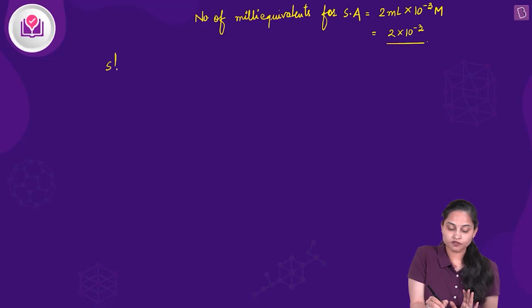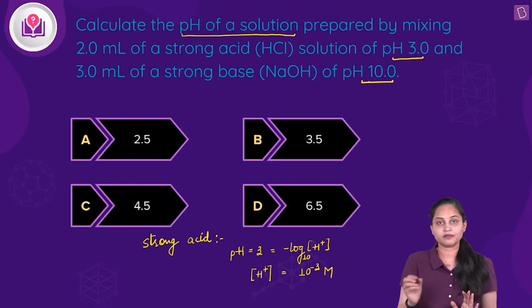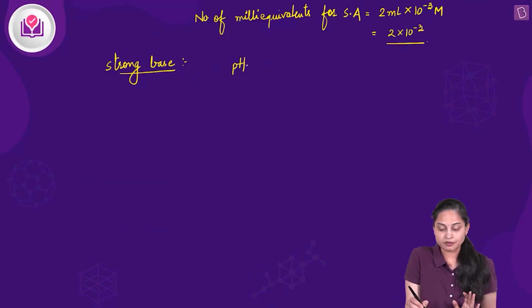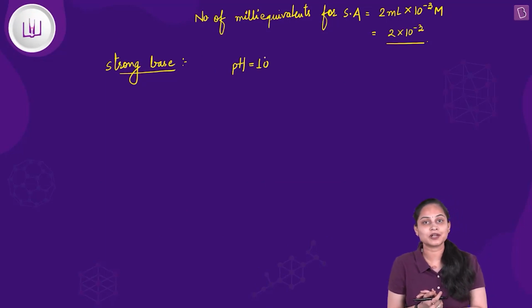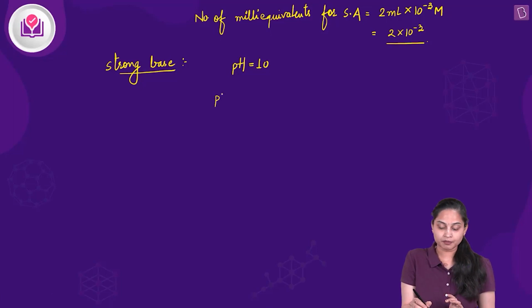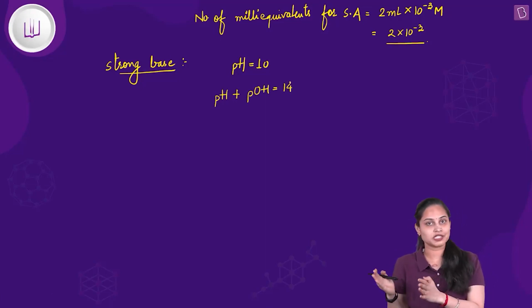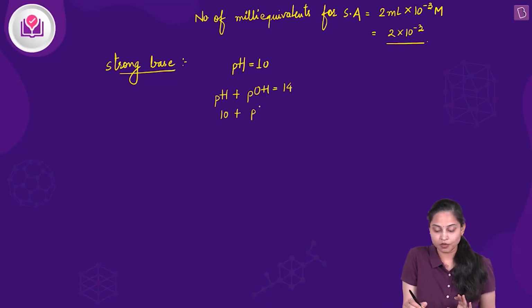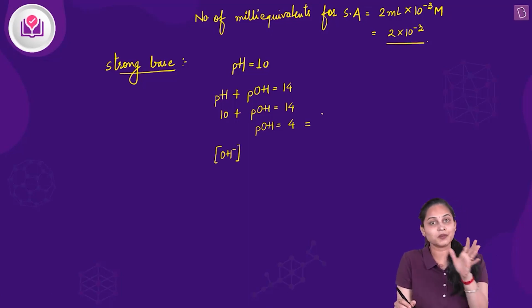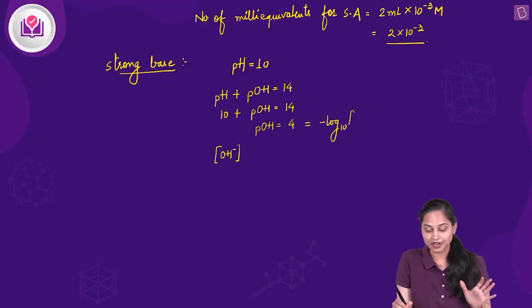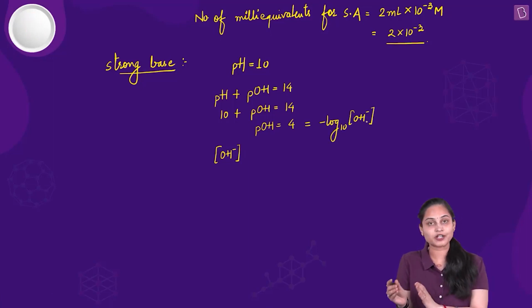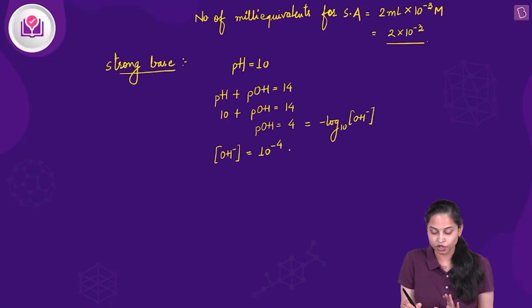Talking about now the case for strong base. For strong base, the value of pH has been given to us as 10. But for strong base, we need to calculate the hydroxide ion concentration. One thing we know is that pH plus pOH is equal to 14, which means the value of pOH will be equal to 4. Since we know that pOH is equal to negative log to the base 10 of hydroxide ion concentration, the value of hydroxide ion concentration will be 10 raised to power minus 4 molar.